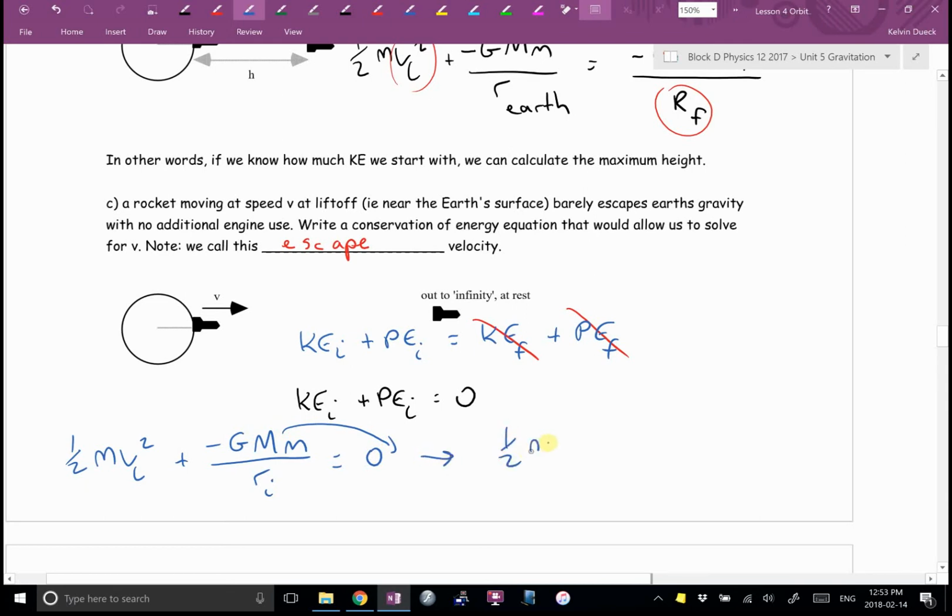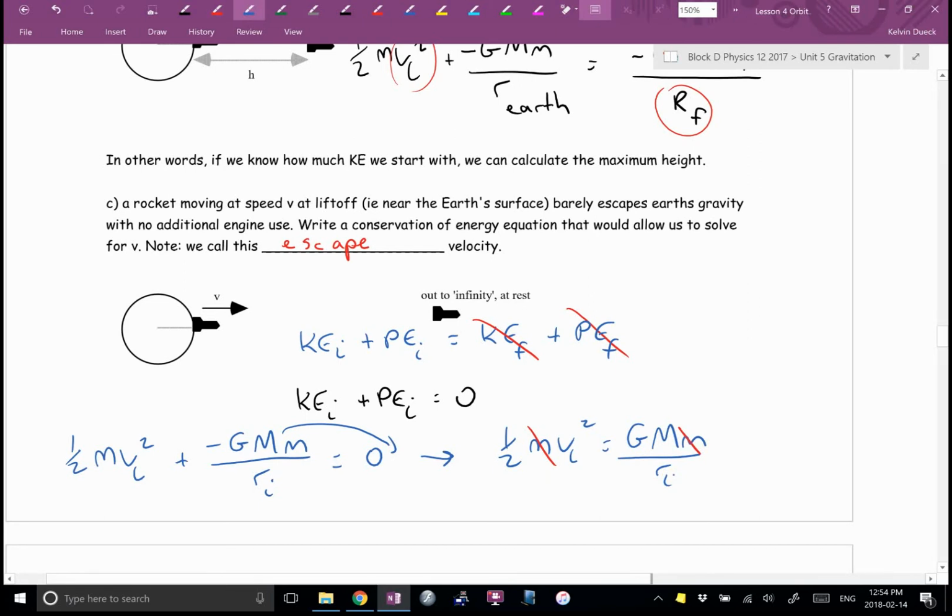We ended up with a half m v initial squared equals positive big G, big M, little m over R final. We noticed the little m canceled, so the mass of the rocket was irrelevant. Am I wrong? Is it R initial, F or I? Thank you, Kevin. I don't know why I keep doing that.